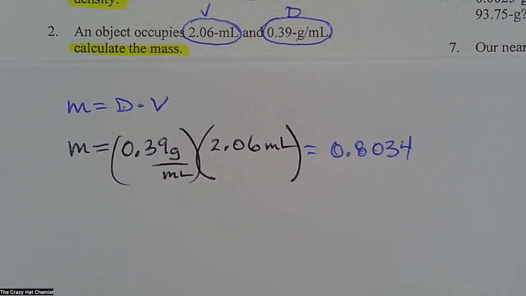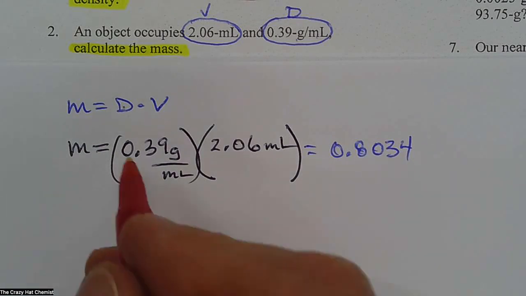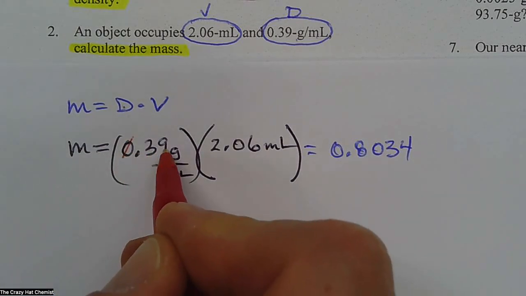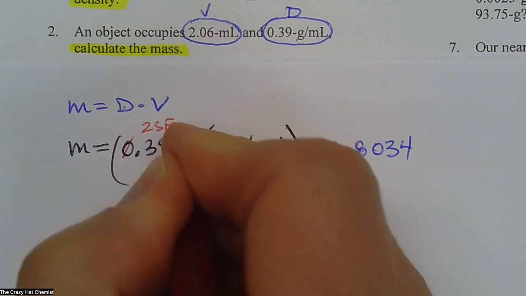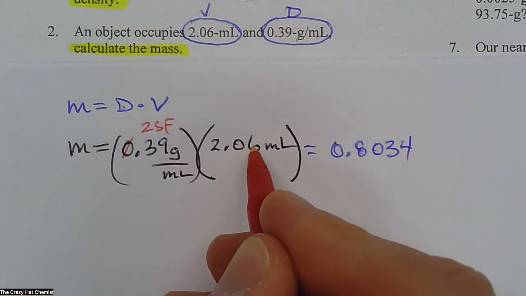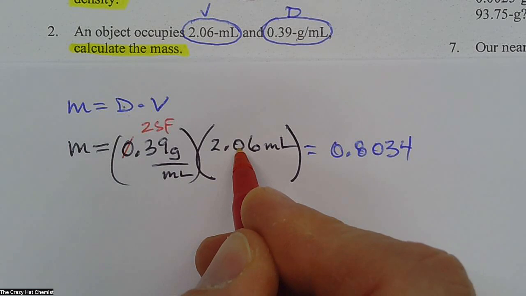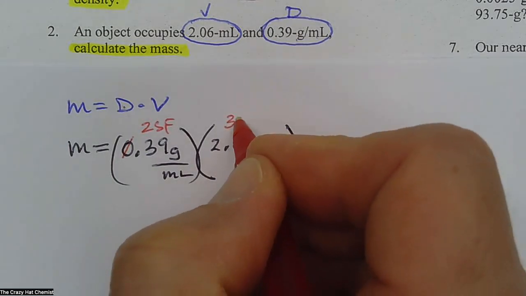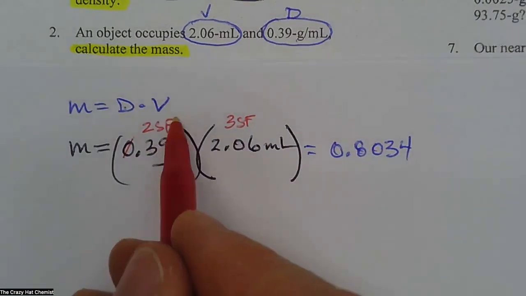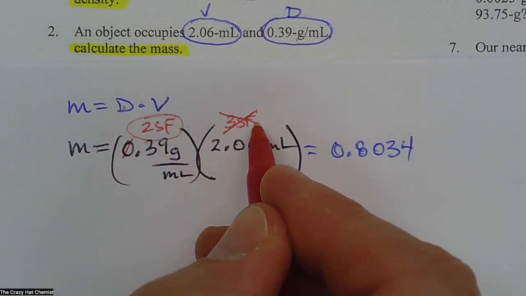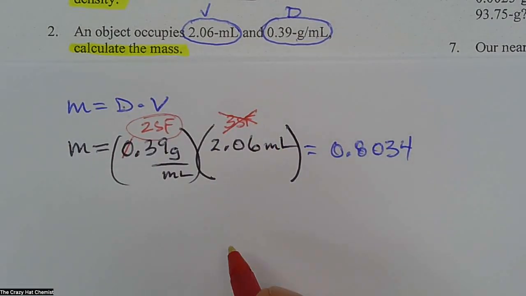So now we are going to look at the number of significant figures. Leading zeros do not count. The 3 and the 9 count. That's 2 significant figures. 2.06, that is a captive zero. Captive zeros count, so that's 3 significant figures. The fewest number of significant figures I have in this problem is 2. So I'm going to round this number to 2 significant figures.